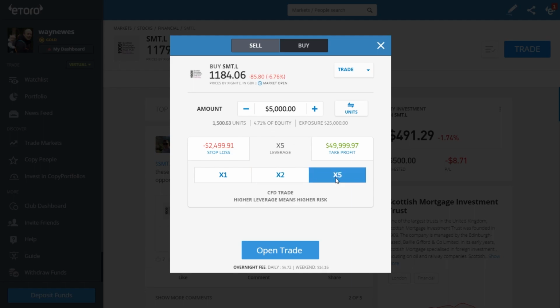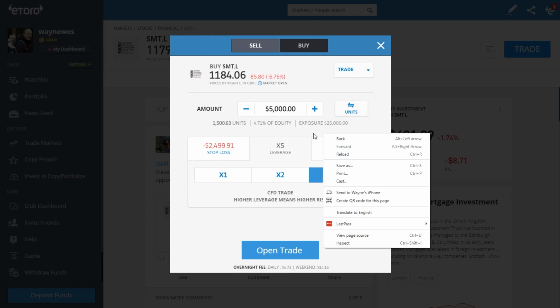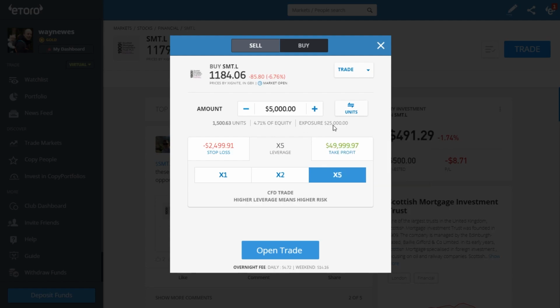Just like if we did this one, you can see it here, exposure $25,000. 5 times 5 is 25, so $25,000 worth of stock. Now, this should only really be used once you're very confident in what you're doing and once you know what the market is doing. Without a lot of experience, these can be very, very risky.